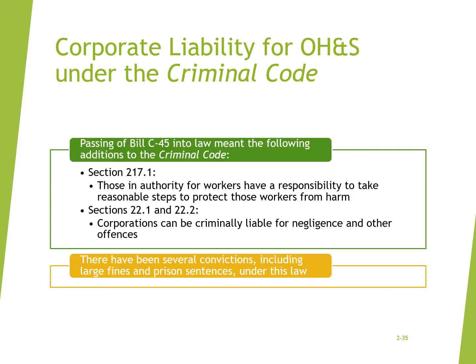Passing of Bill C-45 into law meant the following. Here are two sections. Section 217.1: those in authority for workers have a responsibility to take reasonable steps to protect those workers from harm. And sections 22.1 and 22.2: corporations can be criminally liable for negligence and other offenses. There have been several convictions, including large fines and prison time, as in the example that I discussed.